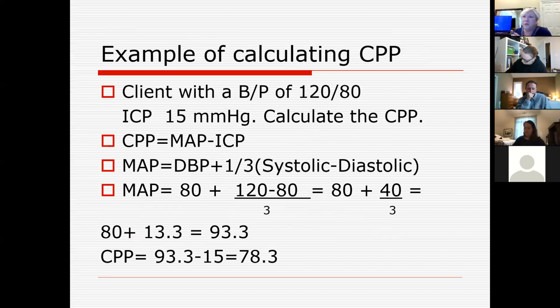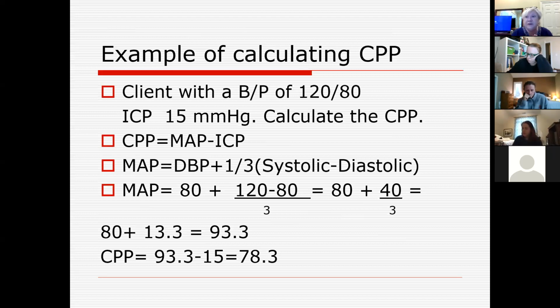The client has a blood pressure of 120 over 80 and an ICP of 15. Calculate the CPP. I know that CPP is mean arterial pressure minus the ICP. So I take my diastolic blood pressure, which was 80, plus my systolic minus my diastolic, and 1/3 of that, which means I divide it by 3. So 120 minus 80 would be 40 divided by 3, and add that to my diastolic. So 80 plus 13.3 is 93.3. That's my mean arterial pressure.